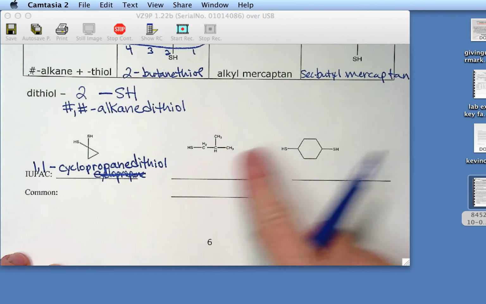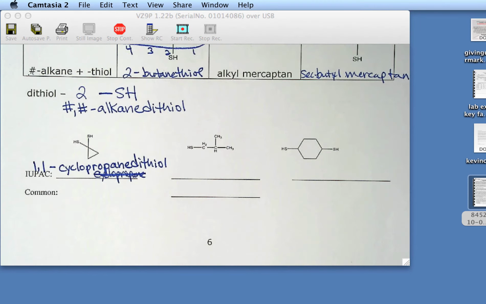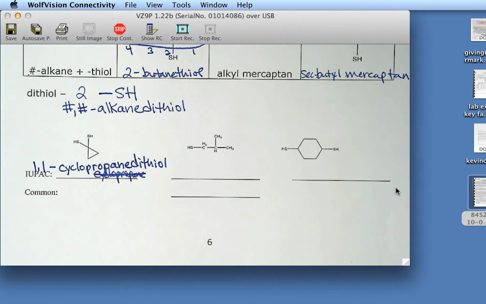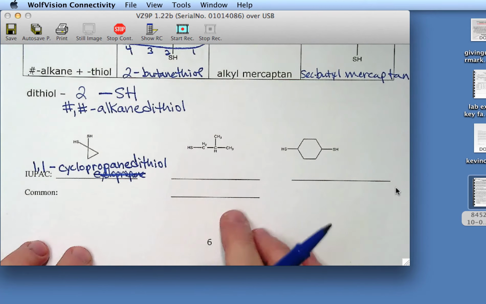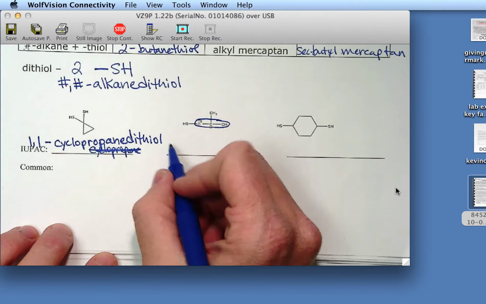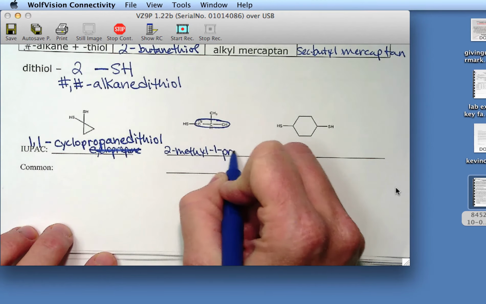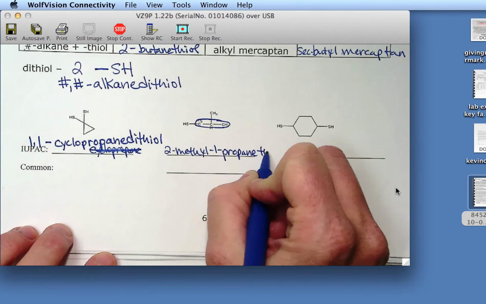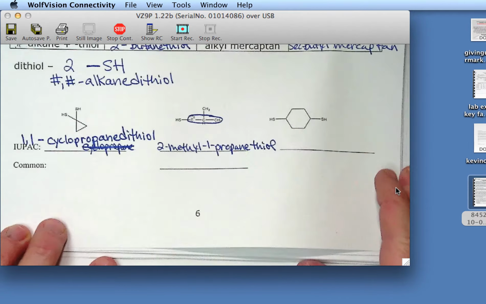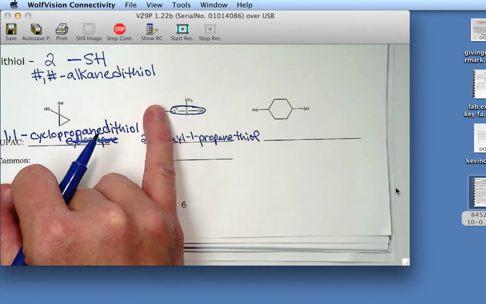All right, I'm going to leave these. I want you to work these because it's similar to alcohols, but it's just a different ending. I'll wander around. Keep it up. This one, the longest continuous chain of carbons is 3. So 2-methyl-1-propanethiol. Common: cover up that SH. It's isobutyl mercaptan.